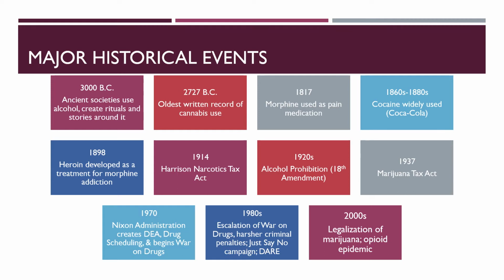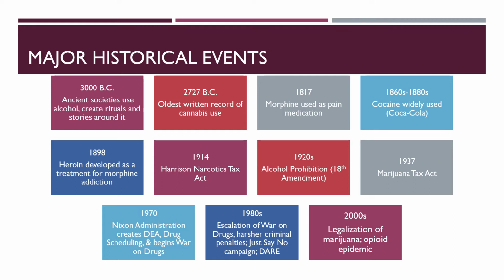In 1937, there's an important federal act called the Marijuana Tax Act. It basically makes it impossible for anybody to own or possess marijuana and effectively makes that drug a prohibited drug, which by federal law, it still is today, almost 100 years later. In 1970, Richard Nixon was president.